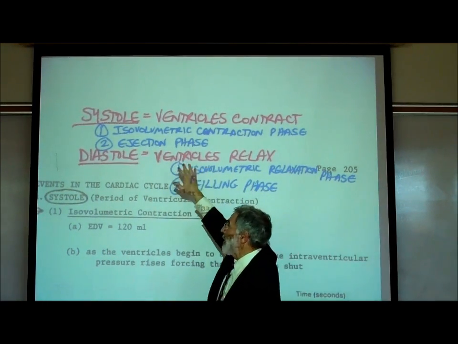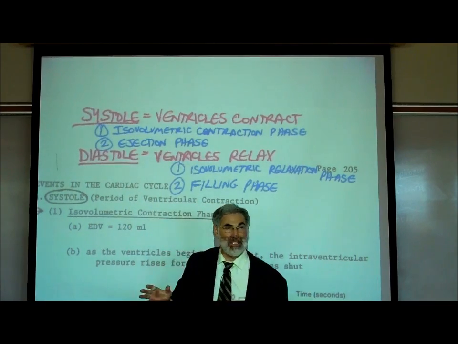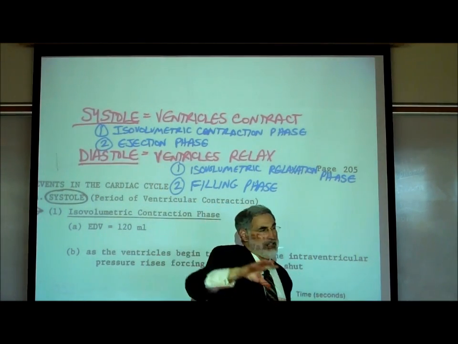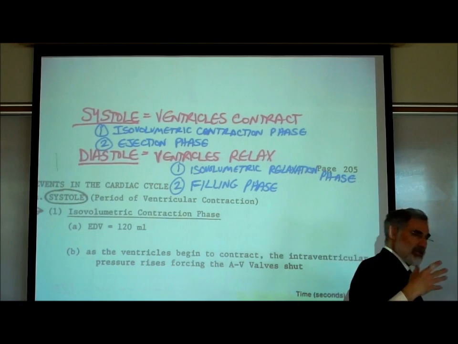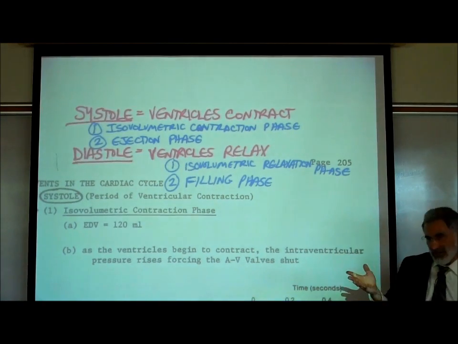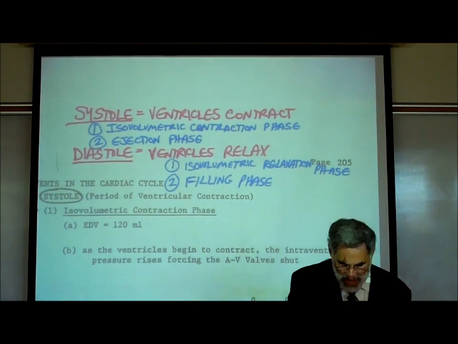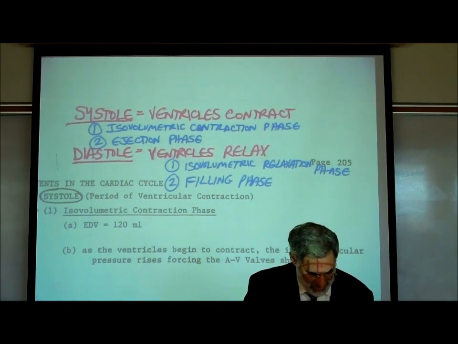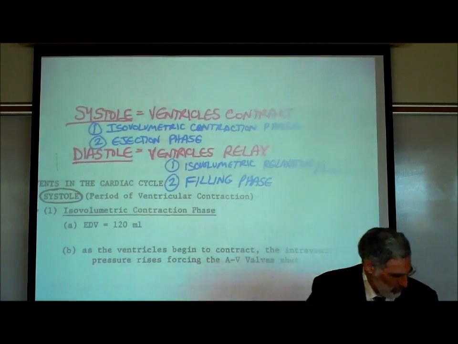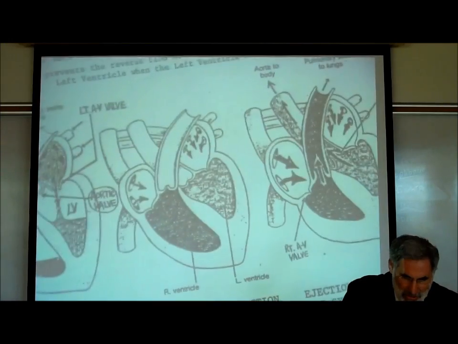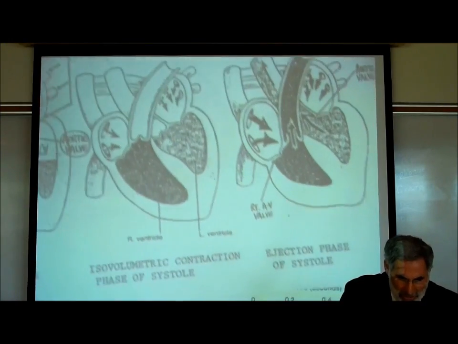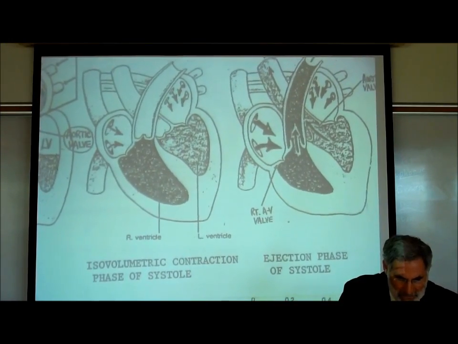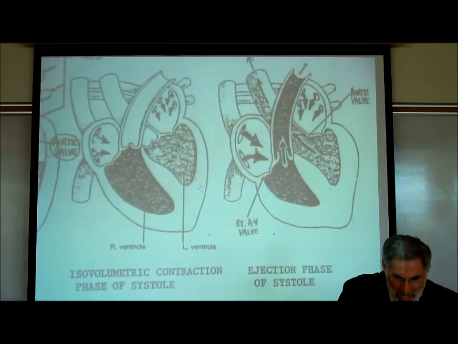For systole, we had already learned this back on page 176. We divided systole into isovolumetric contraction phase of systole and ejection phase of systole. And we actually had nice pictures of this. So anytime you're confused, refer back to our pictures on 176, which look like this. So you can remind yourself of what's occurring during isovolumetric contraction phase of systole and what's occurring during ejection phase of systole.